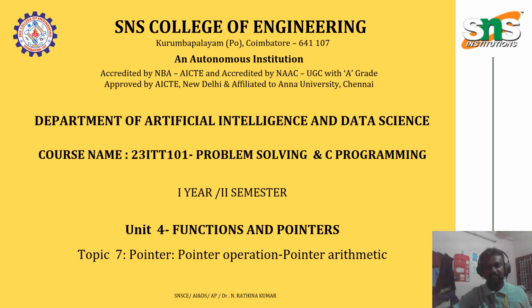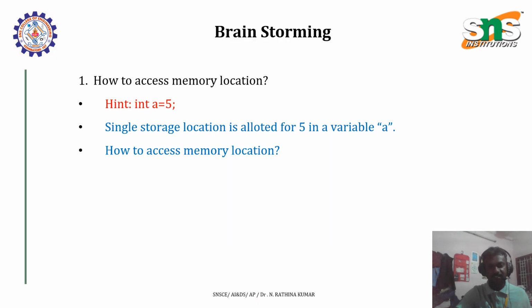So in this lecture series, we are going to see what is meant by a pointer, a very important concept in a C program. See this first line, int a equal to 5. Here int is a data type, a is a variable, equal to is an assignment operator, and 5 is the value. The meaning of this line is that the value 5 is stored in a variable a. That's all, very simple.